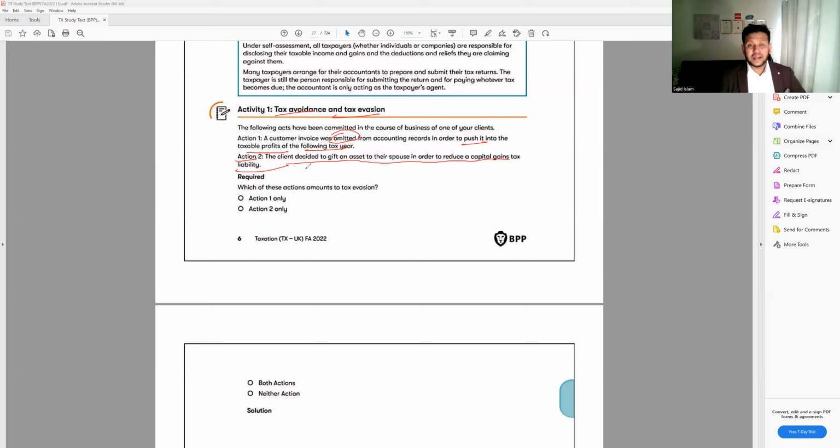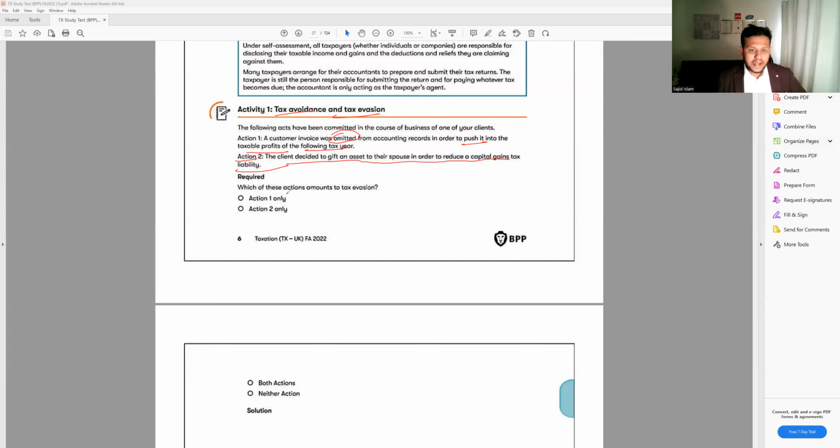So give it to your wife, and when your wife sells it, she will pay only 10% capital gains tax because she doesn't have any other income. But you have more income, so you are the higher rate taxpayer, you pay 20%. So we can give this advice, it's not a problem, it's tax planning. So there is no restriction for that. You can always give advice that saves some tax for your client.